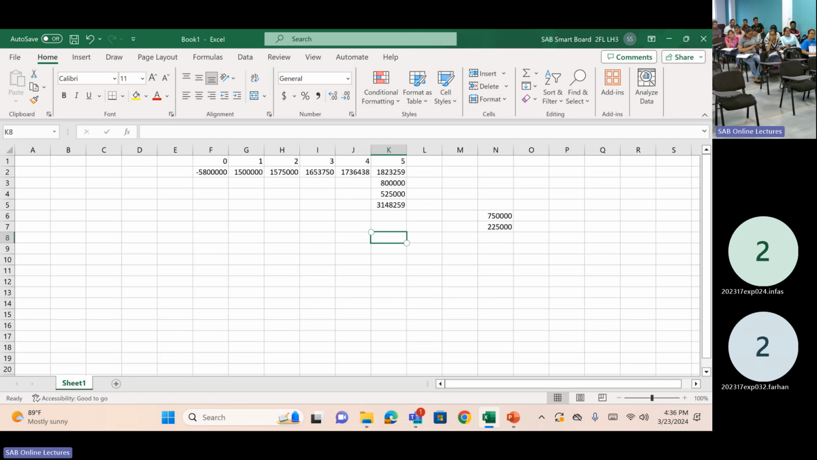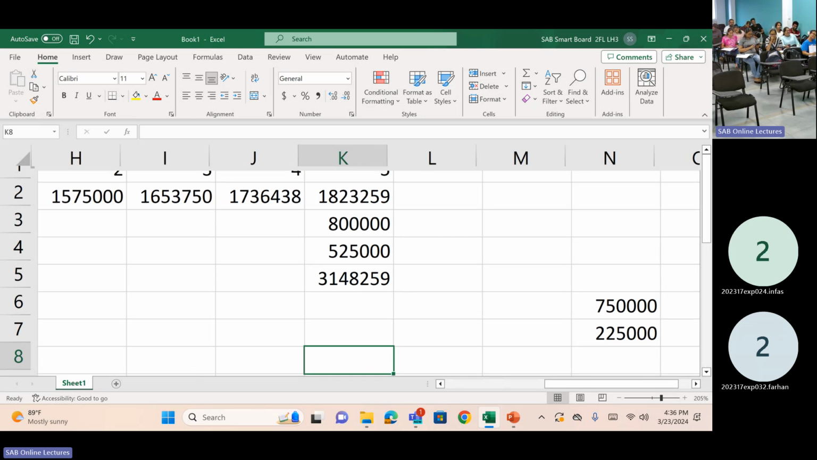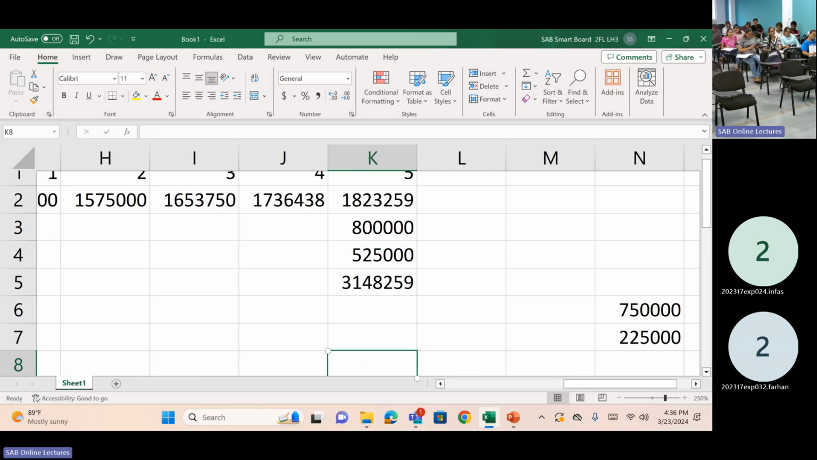So these are the cash flow cycle. That's all. That's it. That is a very easy one. Right. Okay.